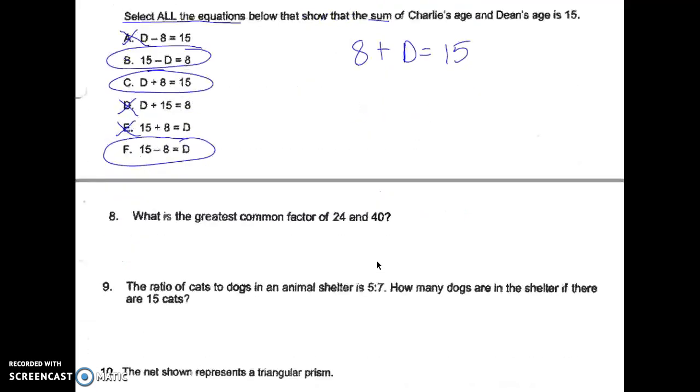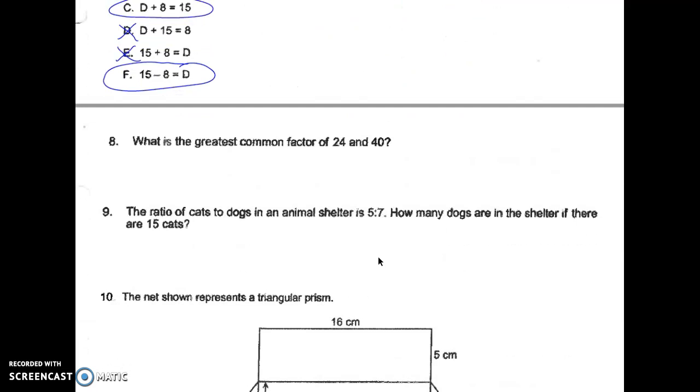Okay, let's go to number 8. What is the greatest common factor? Next to factor, I want you to write the word final. See how they both have an F in them? When you see the word factor, I want you to think of final, because there's a final amount of factors.